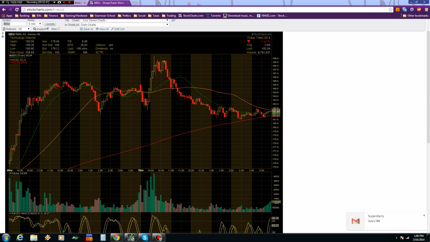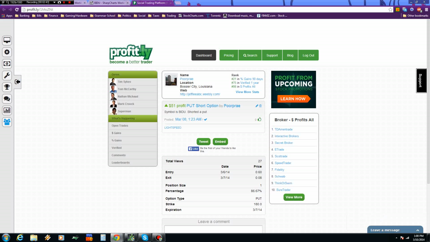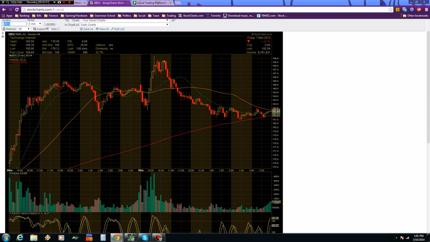Alright, so next on the line is Baidu. It was a one-day hold as well, shorted a put at the 180 strike. This was pretty good, took $60 as the premium and gave back 8. So let's take a look at the daily chart.